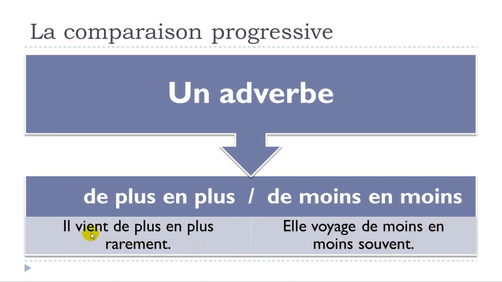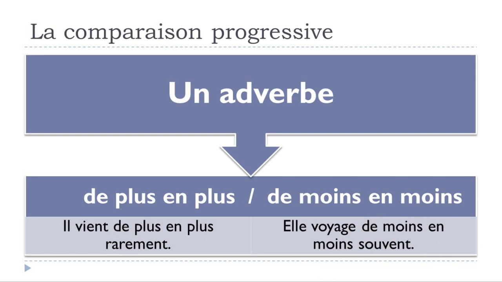So normally you would have your sentence il vient rarement, so the adverb would come after the verb, just between the two, or then to be more precise, before your adverb you will put this de plus en plus, okay, and then de moins en moins.